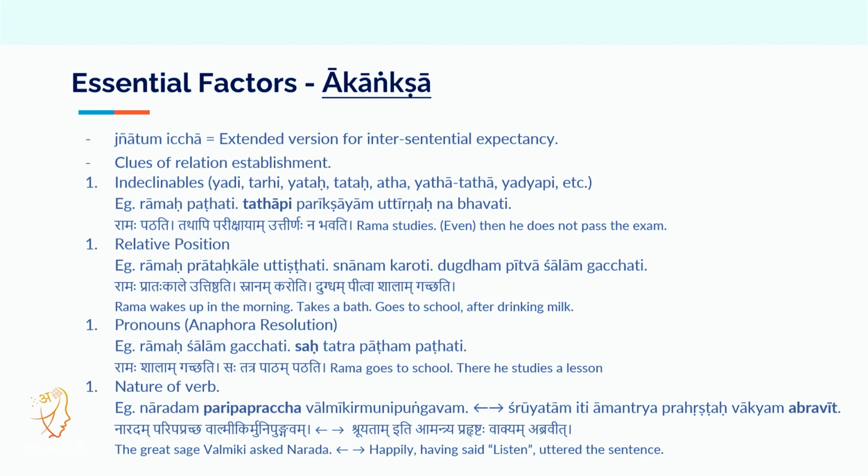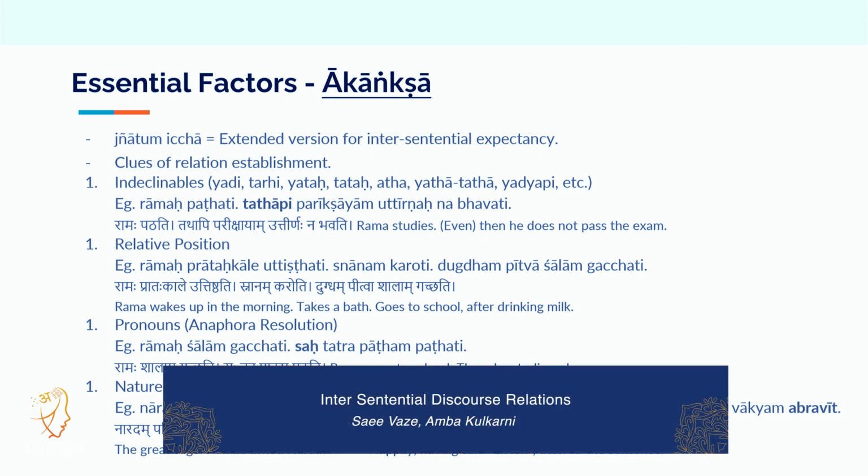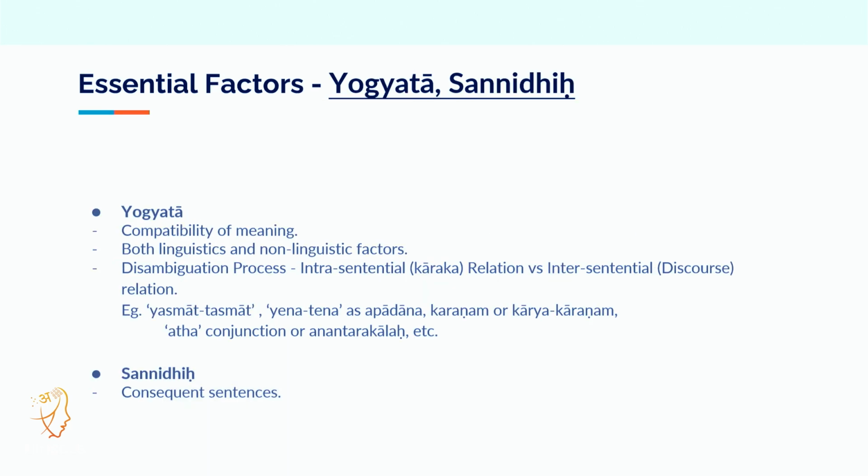And the fourth one is the nature of the verb. We have given an example. Naradam paripapracha Valmikihi narapungavam. And the second sentence is Shruyatam iti amantrya pradushtha vakyam abravit. So here the verb paripapracha means asks, and asking has an expectancy for an answer. That expectancy is satisfied with the verb abravit in the coming sentence. So these factors from akanksha can be used to establish a relation.